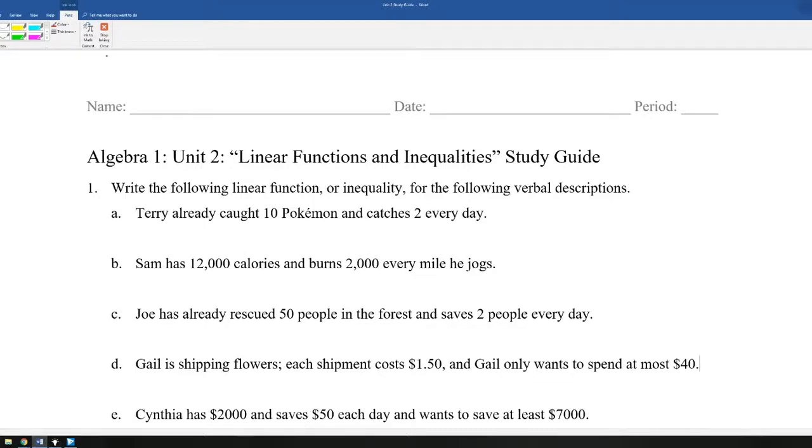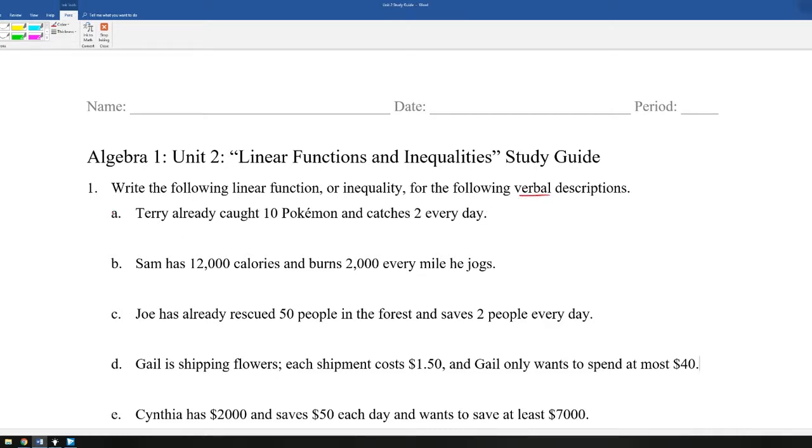Hi guys, this is for Algebra 1, Unit 2, solving linear equations and inequalities. So number one, we're starting off with trying to create a linear function or inequality from a verbal description.